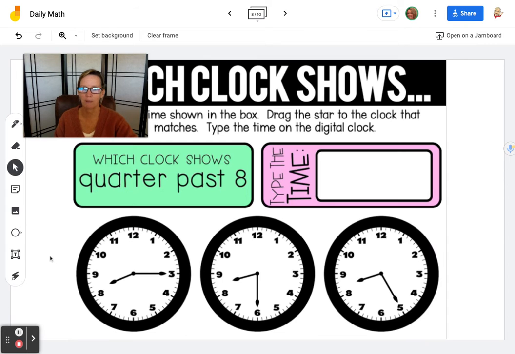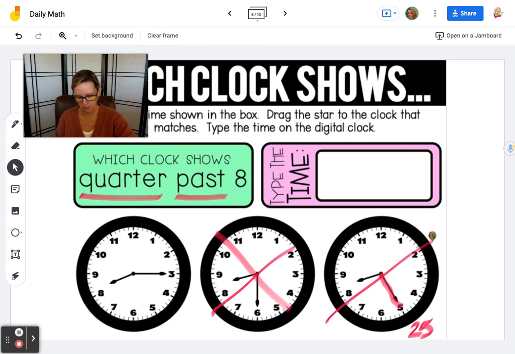This one is quarter past 8. So if we think about our cheat sheet, quarter past is when the minute hand is on the 3. So if I look at my clocks, the first one shows the minute hand on the 3, so that could be a possibility. The second one shows it on the 6, and I know when it's on the 6, that's half past, not quarter past, so it can't be that one. And this one's on the 5, and that just means 25 minutes after the hour, so it can't be that one. But let's double check this one and make sure. Quarter past, I know it's quarter past because it's on the 3, and it says quarter past 8.